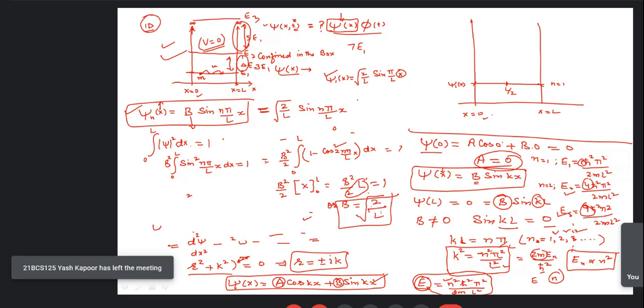So I have 3 values of x, and corresponding to these 3 values of x, I can find what psi1 is. By plugging x equals 0 here, I see this becomes sine 0 and the wave function is 0. So this is my first point.